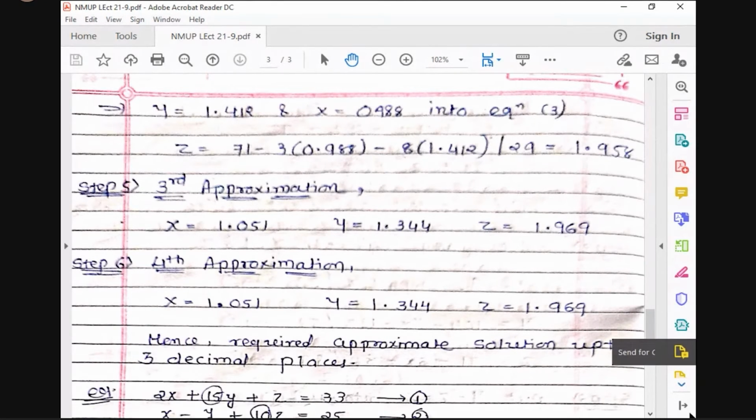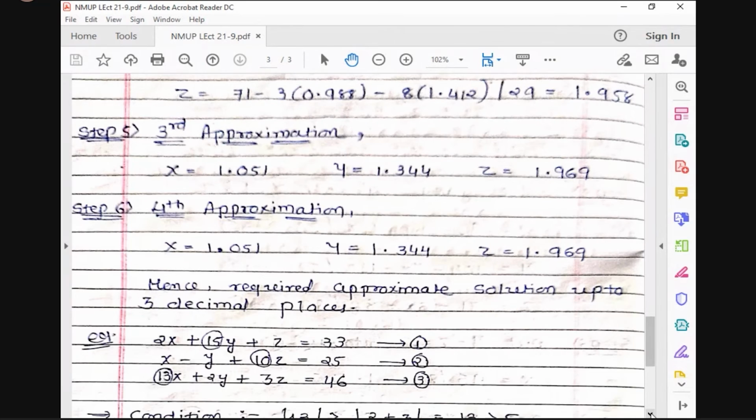Now everybody, just do one thing. Write down this set of equations in your book and share your answers with me for x, y, and z, as well as the number of iterations that you have to perform. Are you getting me? Just write down in your chat box yes or no, so I will come to know whether you are getting me or not.